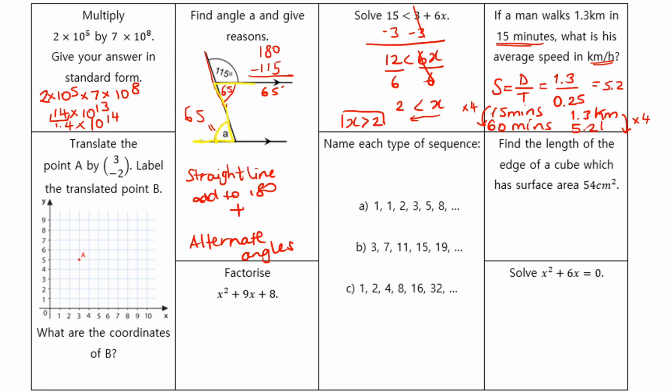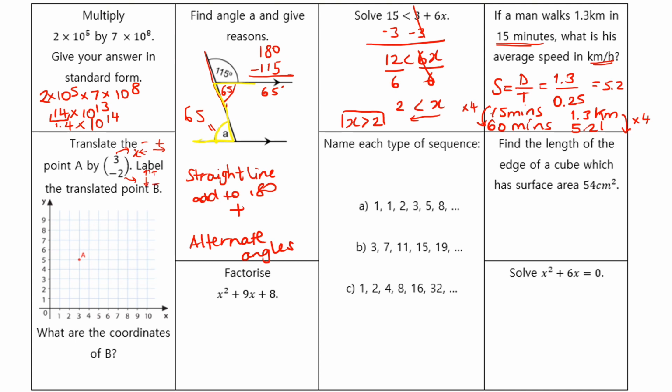So translate the point A by 3, -2. The top number is representing the x-axis, which means you're either going towards right or left. If it's positive, you go to the right. If it's negative, you go towards left. The bottom number is representing y, which means you're either going up or down. If it's positive, you go up. If it's negative, you go down.